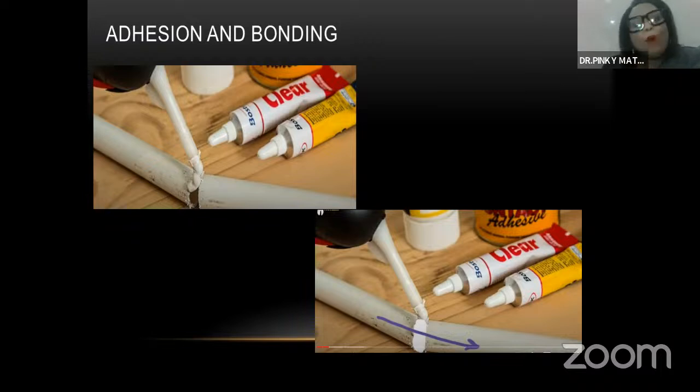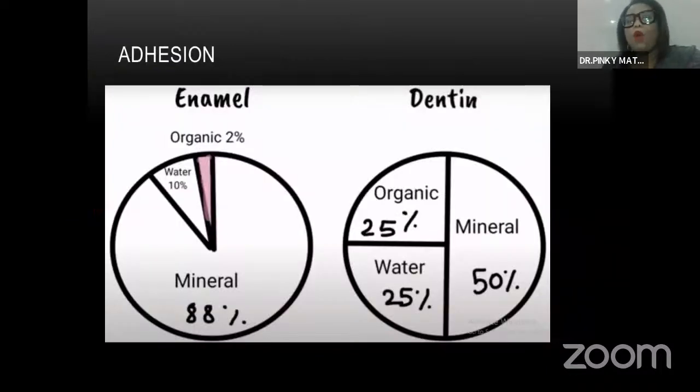So adhesion and bonding is something where you stick something to something else. You know what Fevikwik and Fevicol do in your life? That is what a bonding agent is going to do when it comes to a tooth. But why is this bonding so critical? Now, when we talk about adhesion, we are talking about bonding to two structures. One is the enamel and one is going to be your dentine.